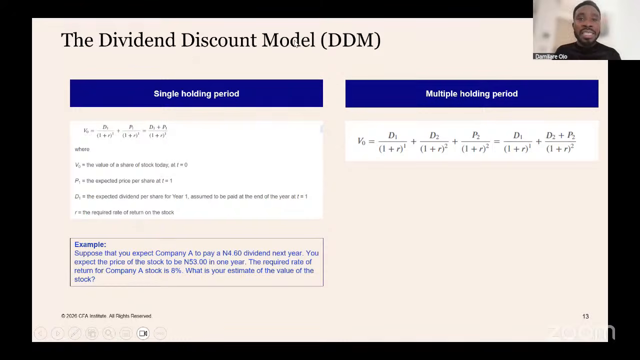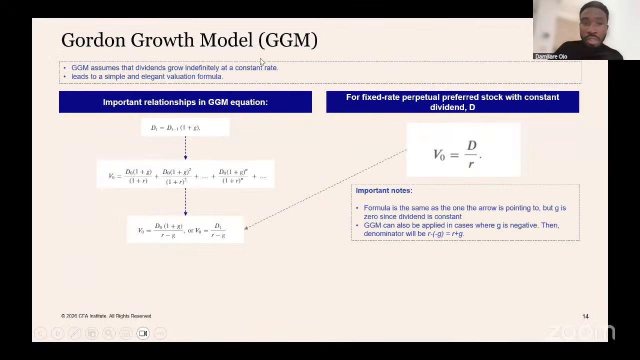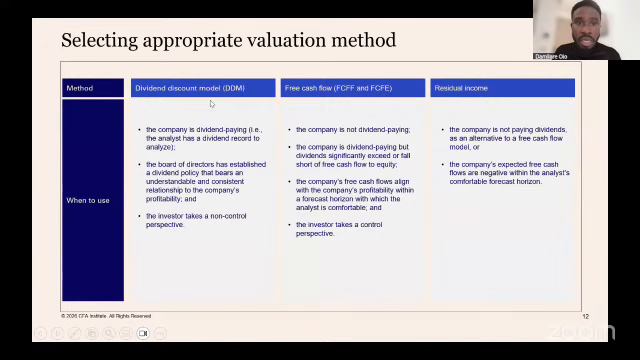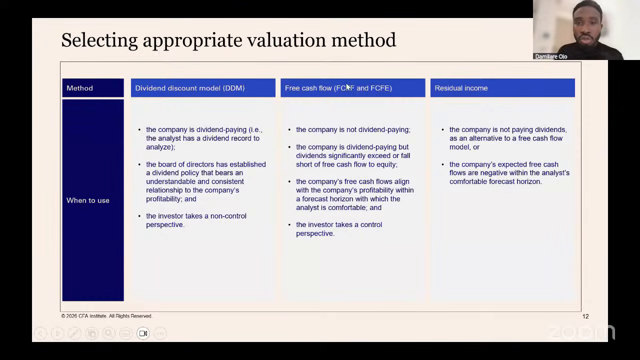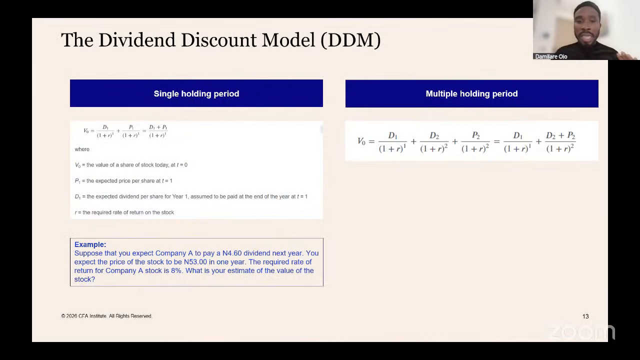When you are doing DDM and FCFE, please take note, DDM, FCFE, free cash flow to equity. Any cash flow you are using that is attributable to only equity shareholders, your appropriate discount rate, your appropriate R will be your required return on the stock, or you can say your cost of equity, because the cash flow you are discounting is the cash flow that goes to equity shareholders. But when you are doing FCFF, which is free cash flow to firm, it is attributable to both equity shareholders and debt providers. So in that instance, what you'll be using as your discount rate would be your weighted average cost of capital.